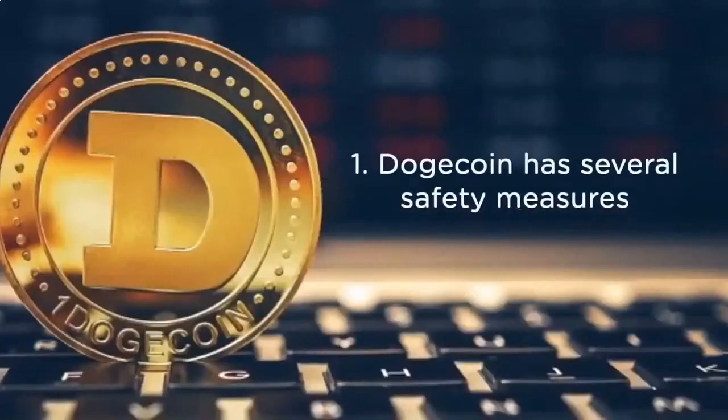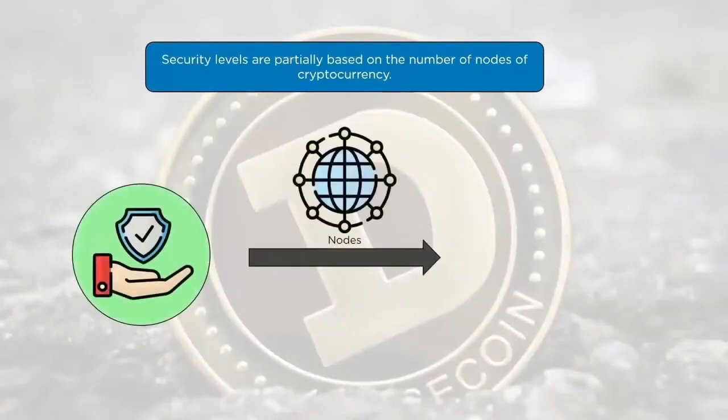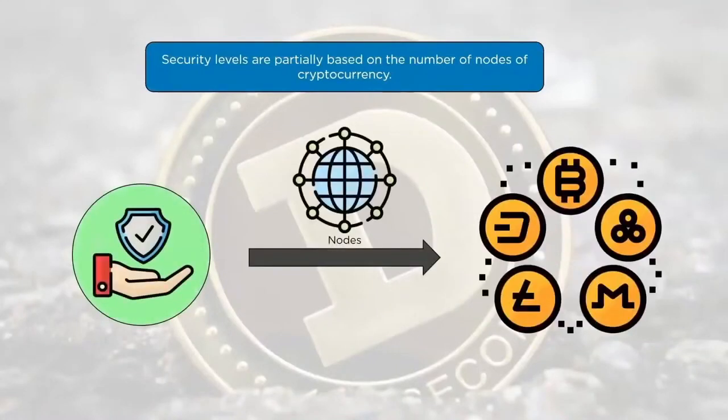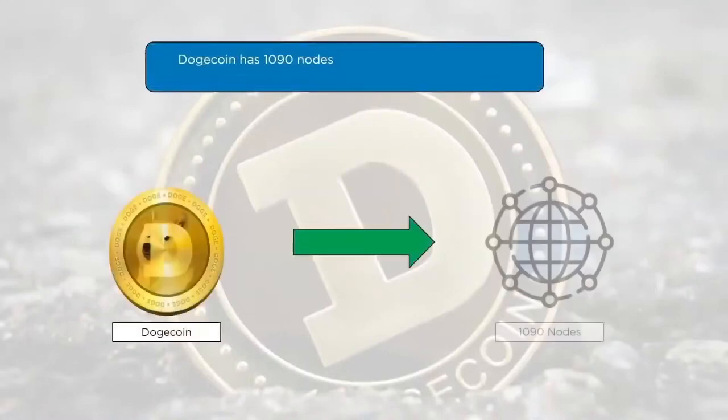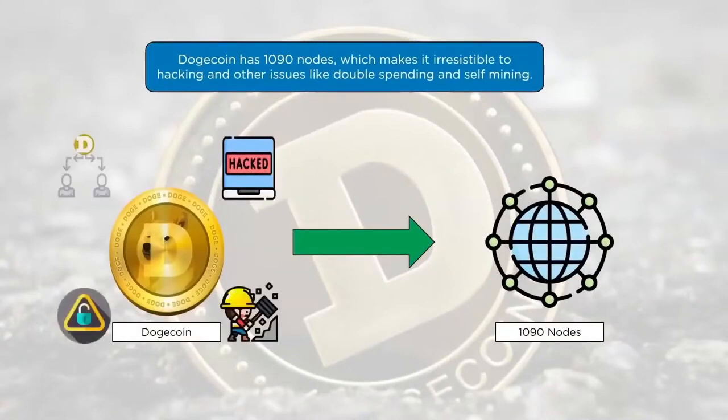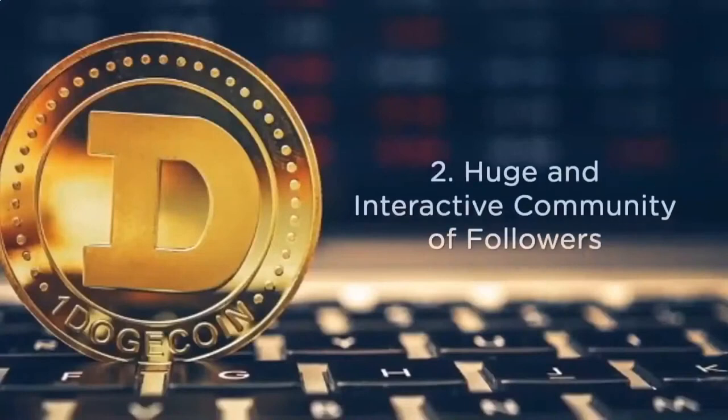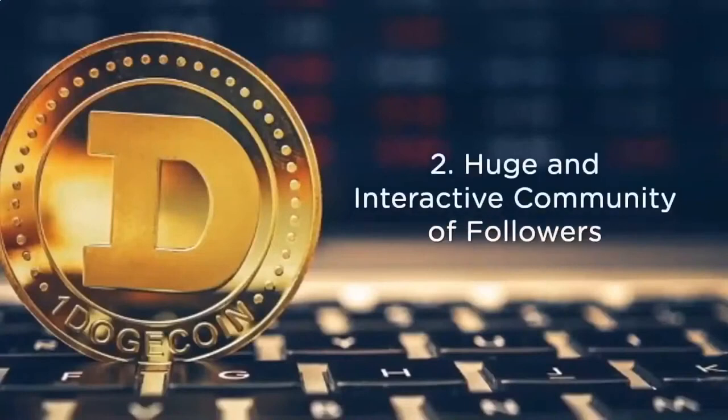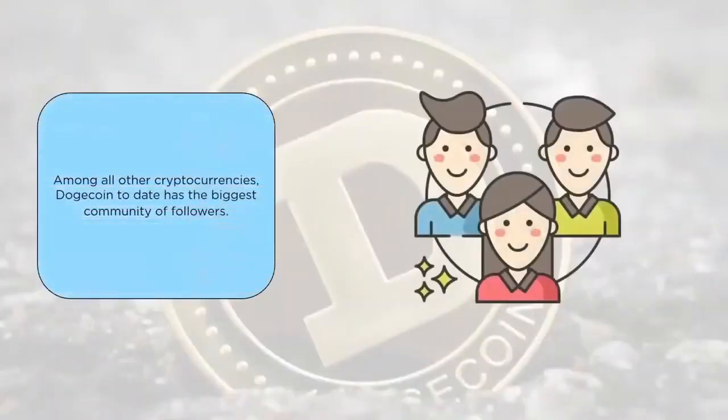Number 1. Dogecoin has several safety levels. Security levels are partially based on the number of nodes of cryptocurrency. Dogecoin has 1090 nodes, which makes it resistant to hacking, plus sometimes the traffic increases in the Dogecoin network, making it more vulnerable to its security. Number 2. Huge and interactive community of followers. Among all other cryptocurrencies, Dogecoin today has the biggest community of followers.